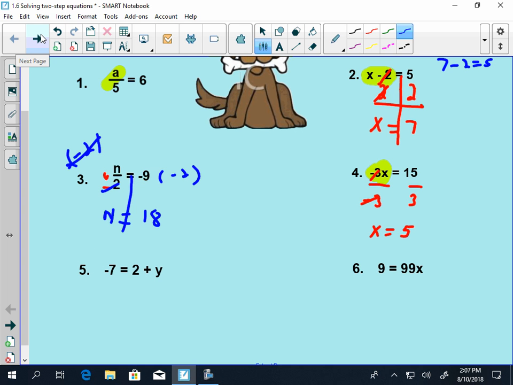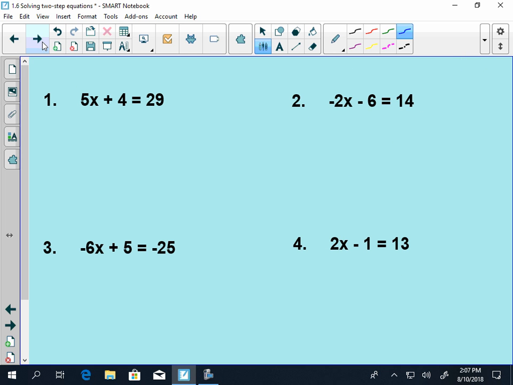So now, pick up your head, please. So now we go on to the two-step equations. With a two-step equation, the very first thing you always do is get rid of the loner. You see this guy right here? He's all by himself. This guy is all by himself. This guy is all by himself. And this guy is all by himself. You want to get rid of those first.